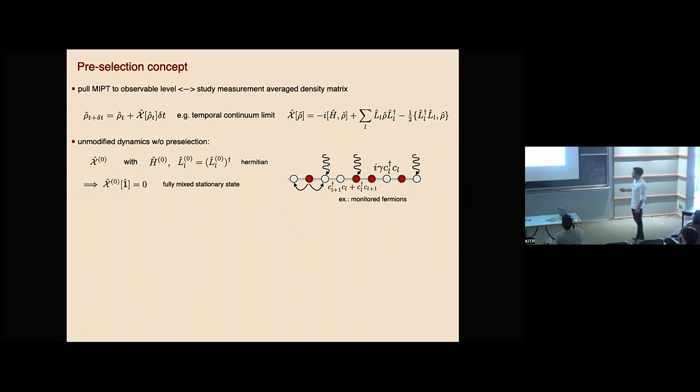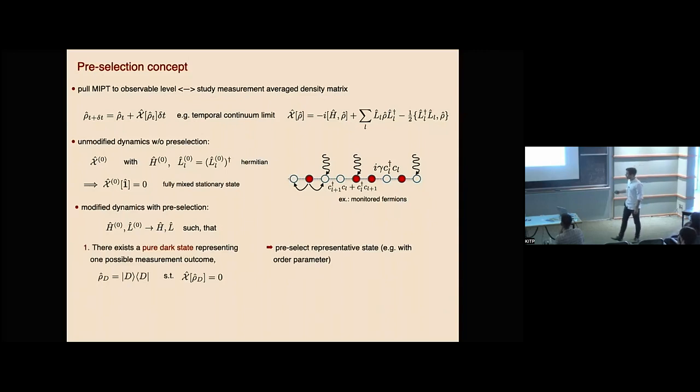Okay, now let's see how this unmodified dynamics fits into this picture, with a generator chi naught, Hamiltonian H naught, and Lindblad operators or measurement operators which are really Hermitian. As we've already argued, it follows immediately that the unit matrix, the fully mixed state, is a stationary state of this evolution, and very often it's also the stable stationary state. That's really what we've discussed already in these fermions. Now we want to modify this dynamics by upgrading these Hamiltonian and Lindblad operators by three specific rules.